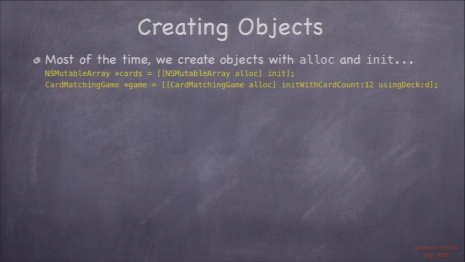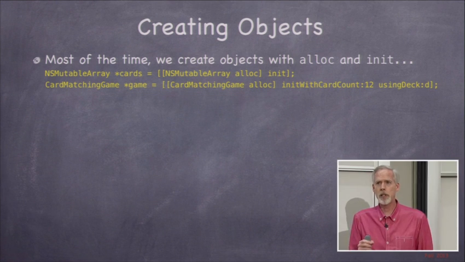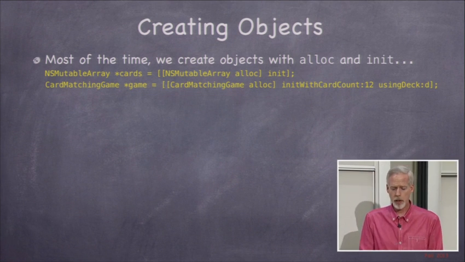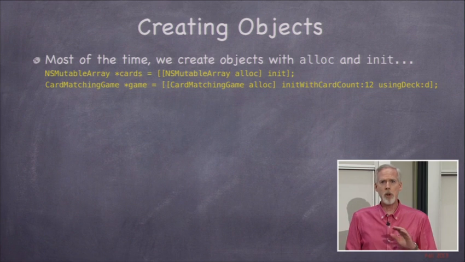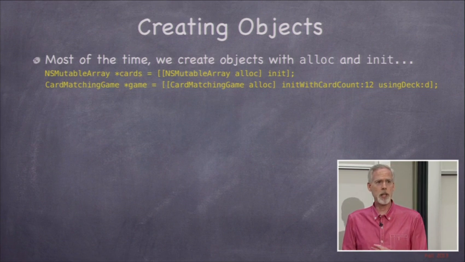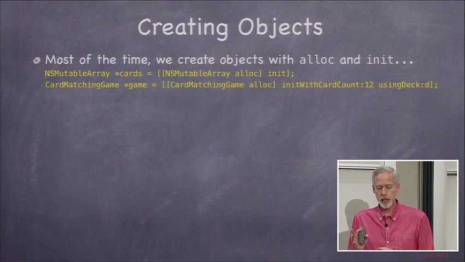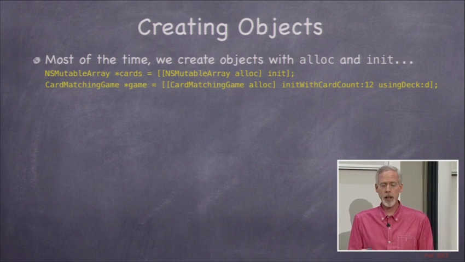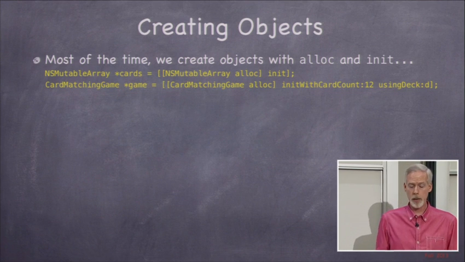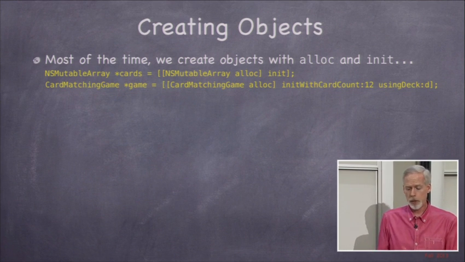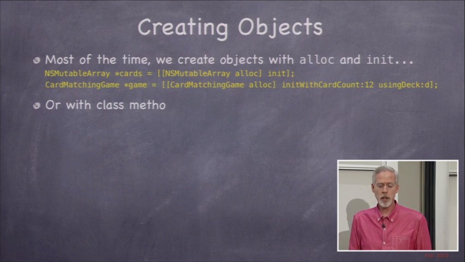Let's talk about creating objects. A few of these things are pretty obvious, I hope, but I just want to put them on slides so that you have them in writing here. You know that most of the time when we create objects in the heap, we do it with this alloc init business, right? So sometimes the init is just init, like NSMutableArray alloc init, and sometimes it's a more complicated init, like we had with our card matching game, init with card count using deck, so that you're used to that.